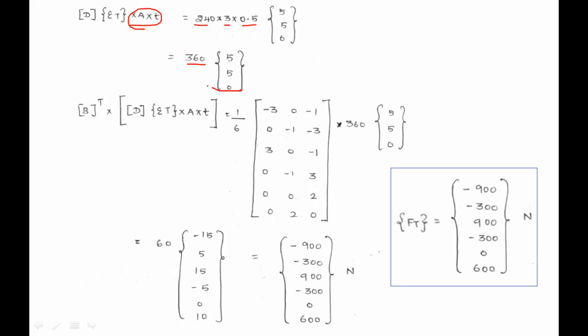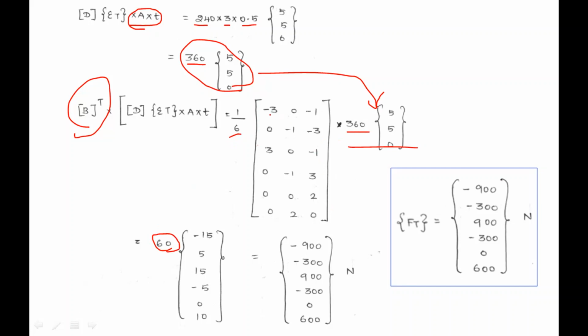Now this matrix should be multiplied with the B transpose, right? So this is the B transpose, 1 by 6 2A. This is the 6 by 3 matrix, and this is the matrix obtained here. This is the product of D into epsilon T into At. Now we can easily multiply this matrix manually. The 360 by 6 we are getting 60. Then multiply this row and this column, we will get first element minus 15.